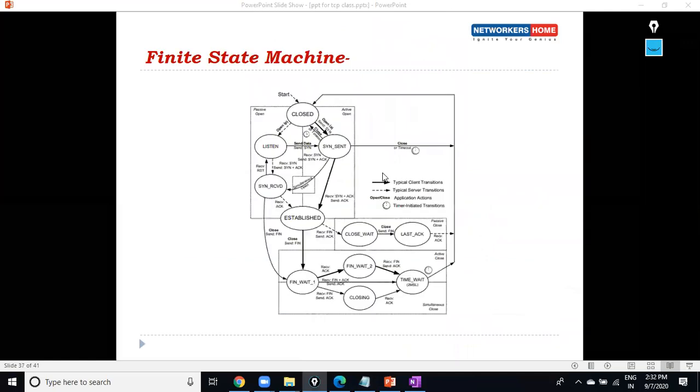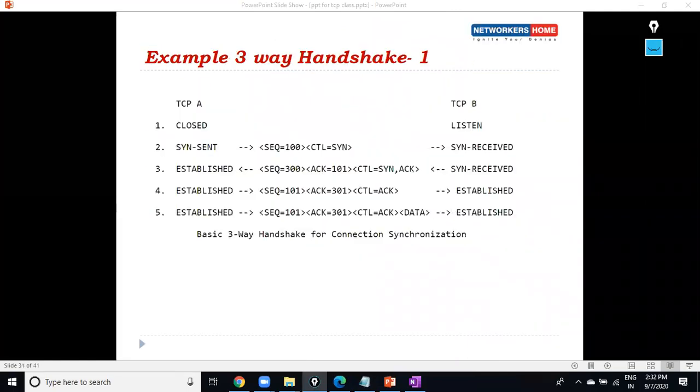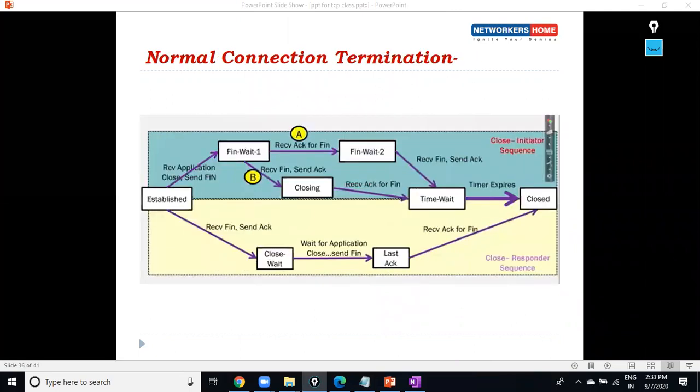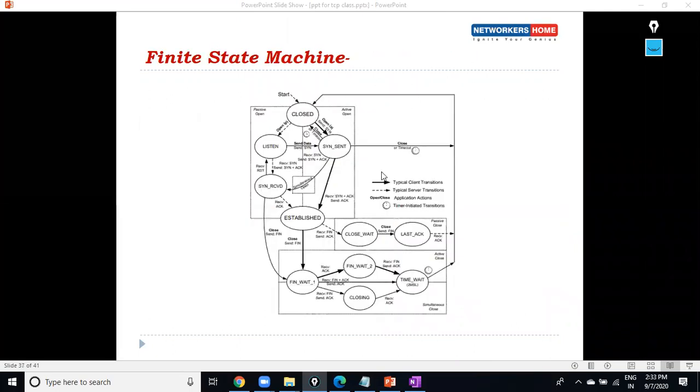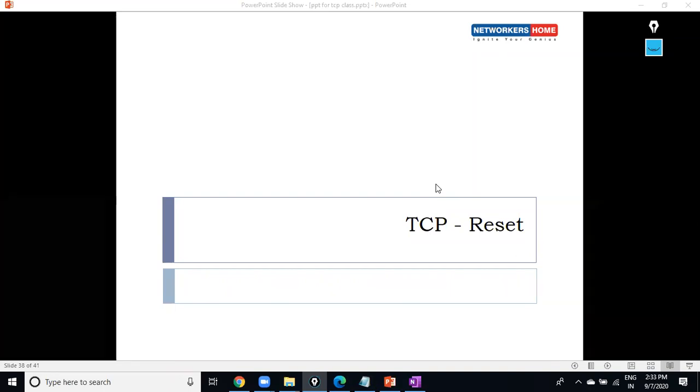So this is about the finite state machine case which we have discussed. I'm done with the finite state machine. If you have any questions or any doubt, anyone, you can ask me. Anyone, any questions, any doubt?